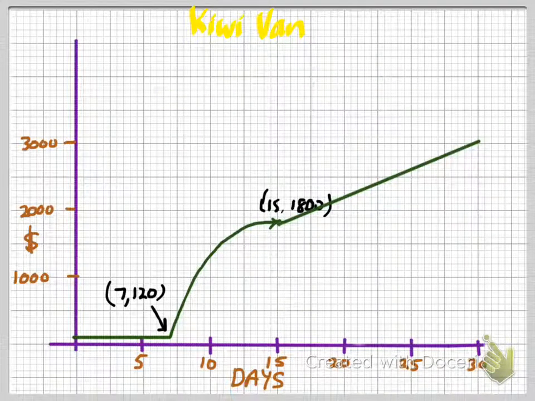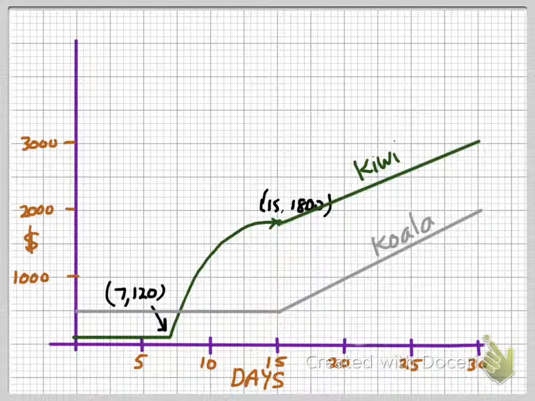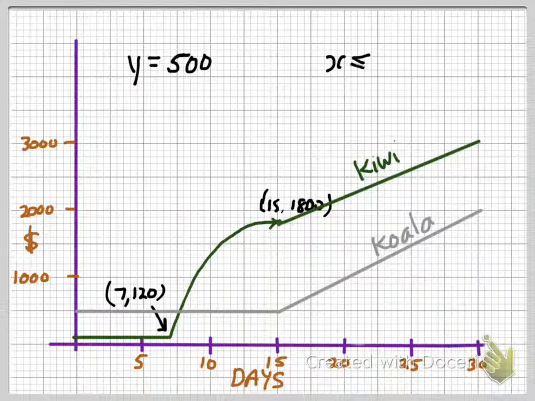We are asked to draw 2 plans on the same graph, so we're going to compare the Kiwi plan with the koala plan on the same graph and make a comparison. So here it is, but let's also do the formula for the koala for both parts. The $500 is only for the first 15 days. Then work out the next bit when x is greater than 15 days.